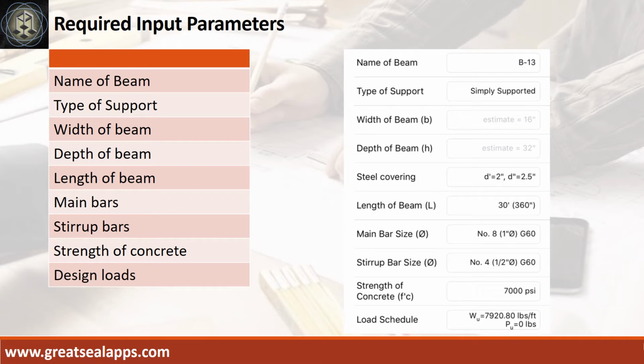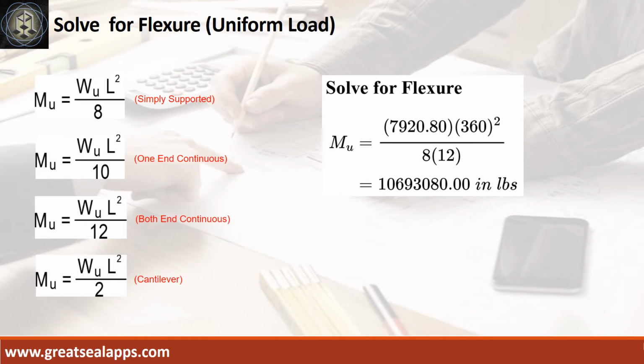Enumerate the input parameters required. Name of beam B13, type of support simply supported, width of beam 16 inches, depth of beam 32 inches, length of beam 30 feet, main bars 1 inch diameter at grade 60, stirrup bars ½ inch diameter at grade 60, strength of concrete 7,000 psi, and total load 7,920.8 pounds per foot.